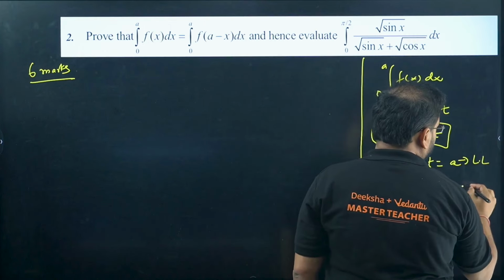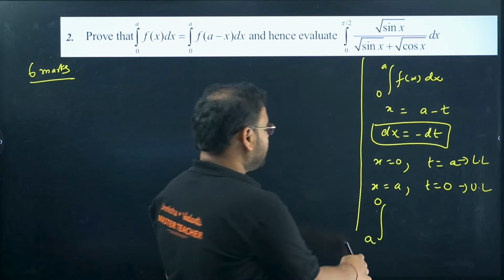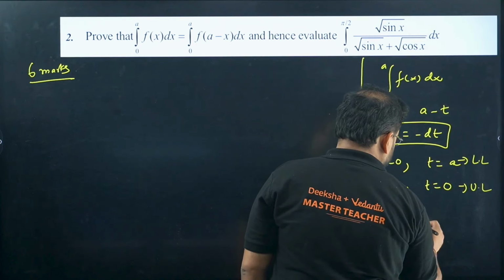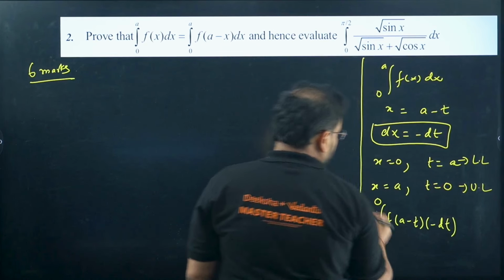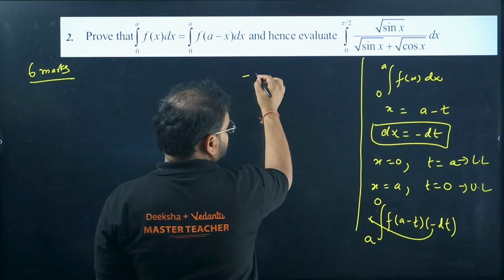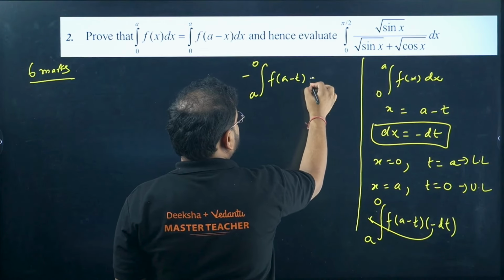This is my lower limit and this is my upper limit. Clear? So we have a to 0, and over here x is replaced like this, a minus t, and dx replaced by minus dt. Continue on this side. I can take this minus sign outside, no? It will become minus integral a to 0 f of a minus t dt.